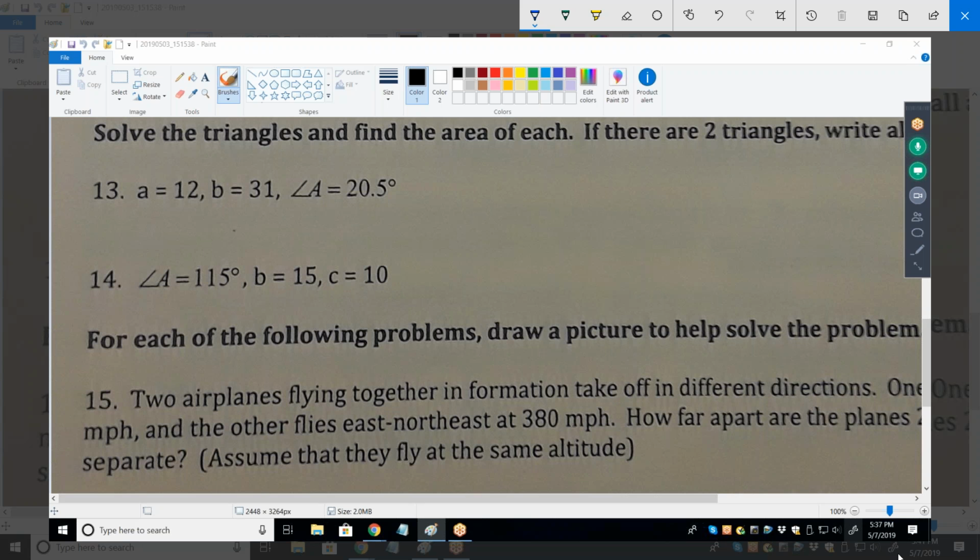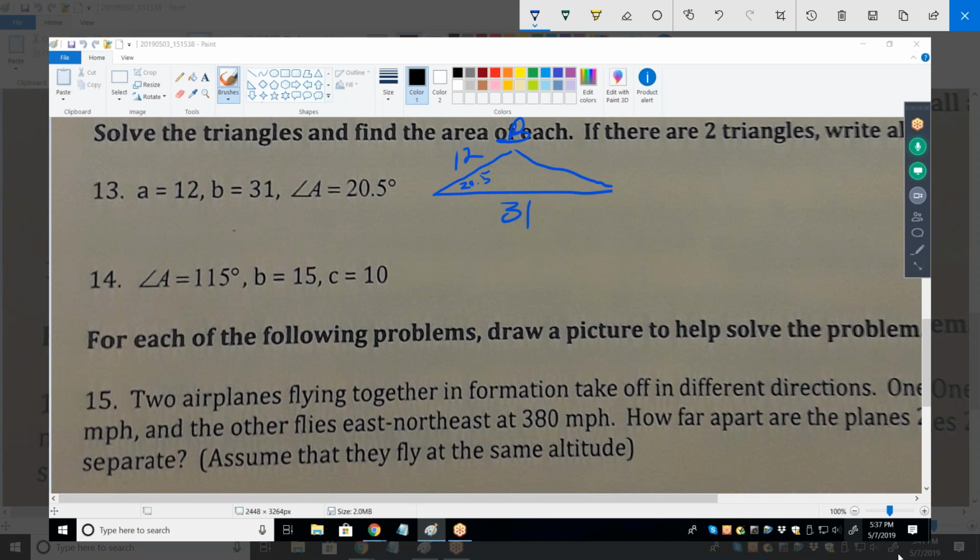triangle. I'm going to draw a picture of this just because it'll help. Let's see, that's angle A, there's your 20.5 degrees. This is little b, so this is 31. This is little a, that's 12. So there's the drawing.